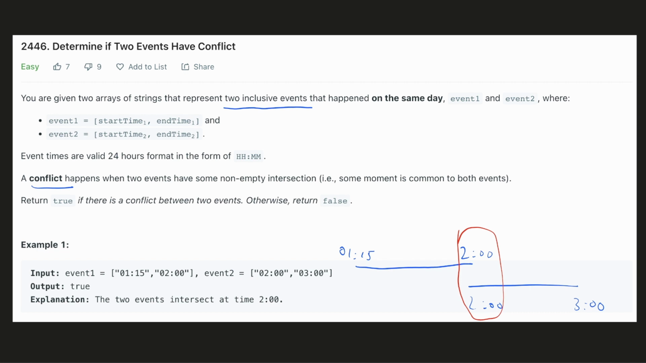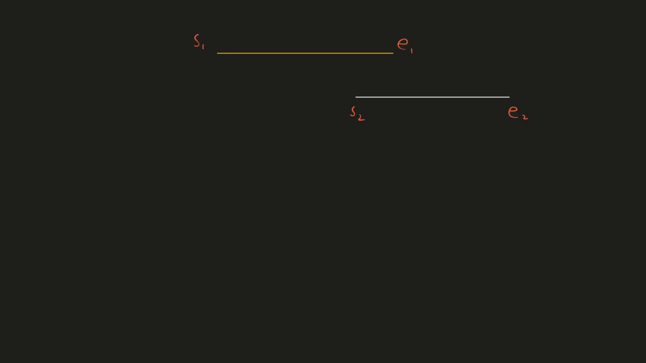Let's try to come up with a solution for this. Let's consider two events with a conflict on the number line. If we look at the overlapped regions, there has to be an element x which is common to both the events. This could be written as x is between the start and the end time of both the events. If we look at S1 and S2, we see that the overlapped region starts at S2. In fact, it starts at the start time which is greater.